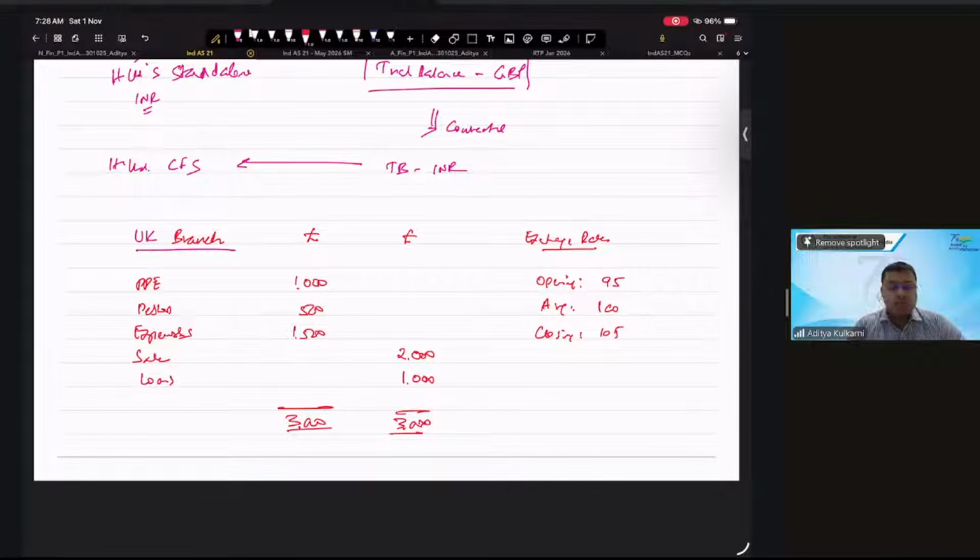Now it comes to the balance sheet, assets and liabilities. See, in the normal course of business, what did we study for assets and liabilities? Monetary items shall be translated using which rate? Closing rate.